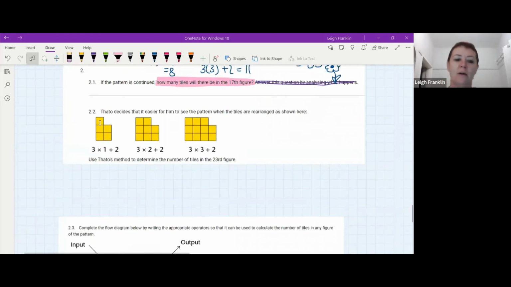So Tato decides it would be easier for him to arrange the tiles like this. How did you use Tato's method to work out the number of tiles in the 23rd picture? So what did you say here, Anati? I said 3 times 23 plus 2. Okay, lovely. And what did that give you? I said 3 times 23 equals 69. Then I added 2, which is 71. Okay, lovely. Good job. Well done, Anati.